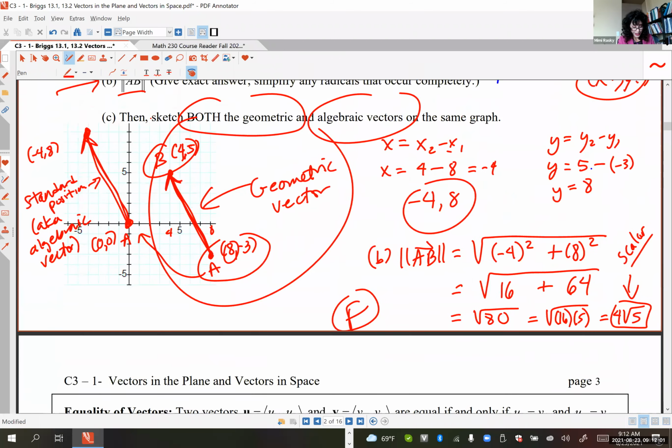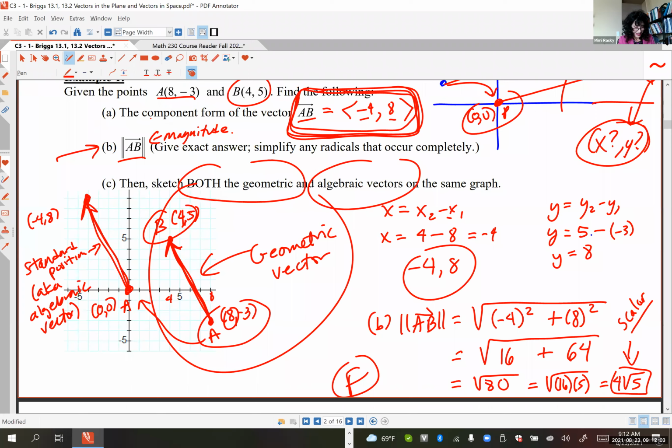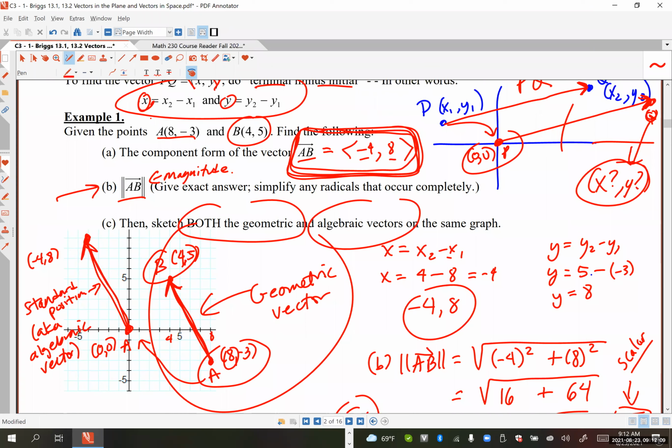Any other questions while we're here? Aren't vectors fun? How would we know what's a geometric vector and an algebraic vector? Also a good question. A geometric vector is not in standard position. Well, how do you know? Because it doesn't have its initial point located at 0, 0 at the origin. Professor, do we always want to put our vectors in algebraic? Most of the time, yes. That's our favorite position from now on.